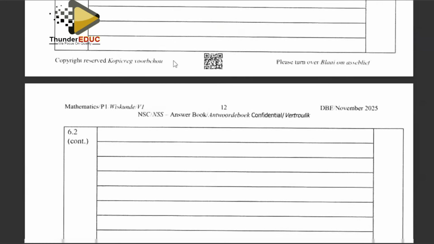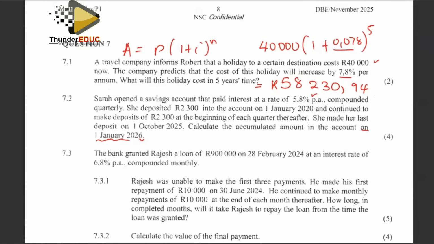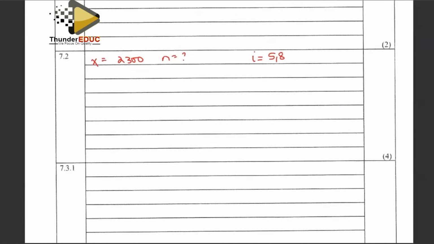Let's put it aside. It's 7.2, yes. So we know that our x is 2.3. Our n, we don't know yet, I'll just put a pause there. This is 5.8 compounded quarterly.